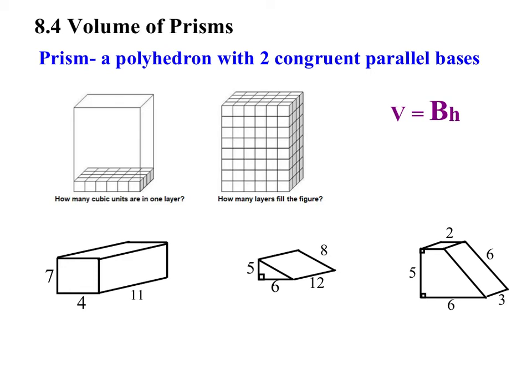All right, this is 8.4, volume of prisms. A couple things that we need to know is what volume is. Volume is the number of cubes it takes to fill something, or the amount of space that thing takes up. There's two different ways of looking at it: how much three-dimensional space it takes up, or how much three-dimensional space it takes to fill it.